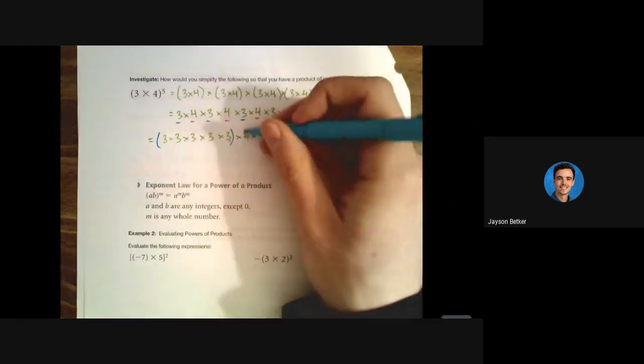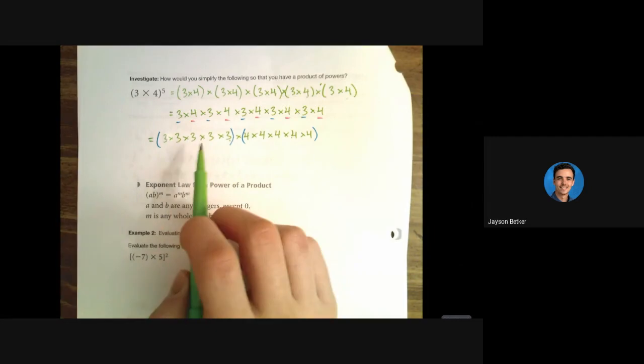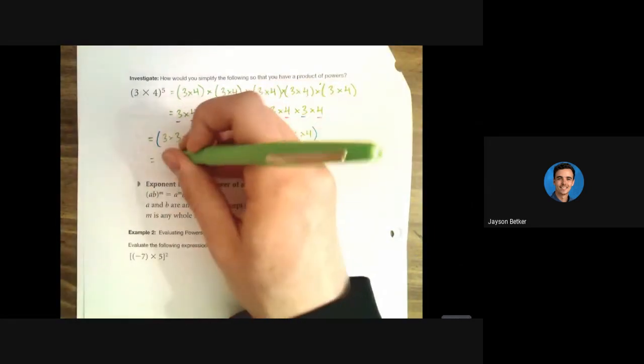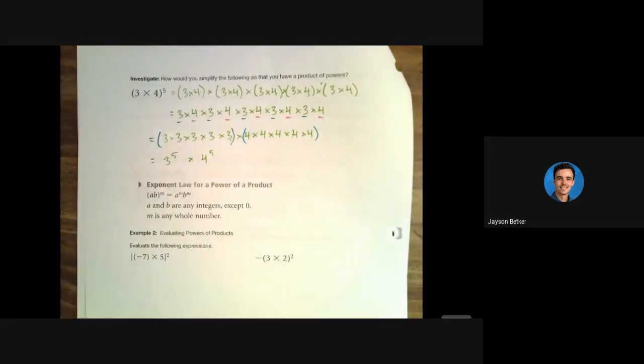Now, let's do this. Put brackets around these like this. And now all of a sudden, this is looking a lot more familiar. Repeated multiplication form from our last notes. This is just 3 to the 5, and then times 4 to the 5. What's 3 to the 5 times 4 to the 5?